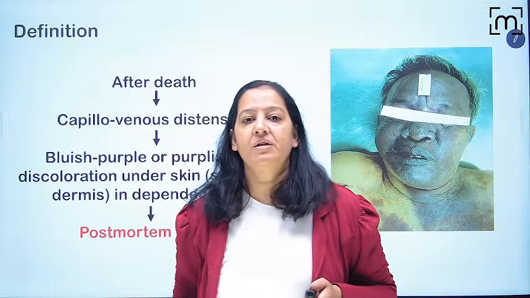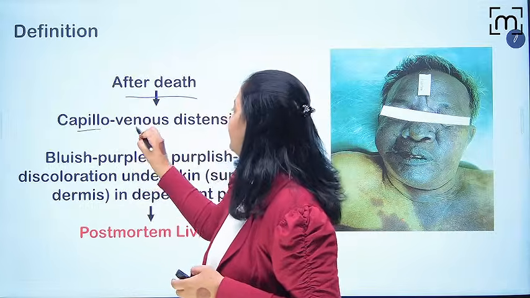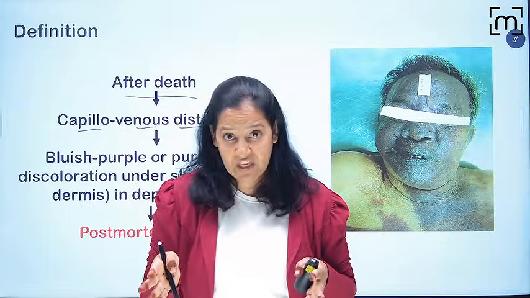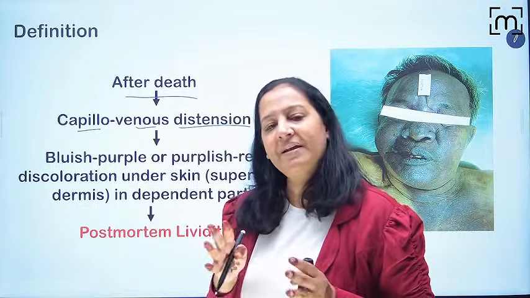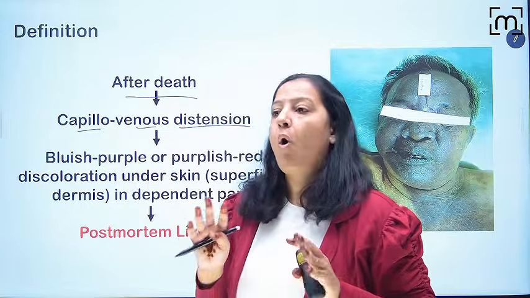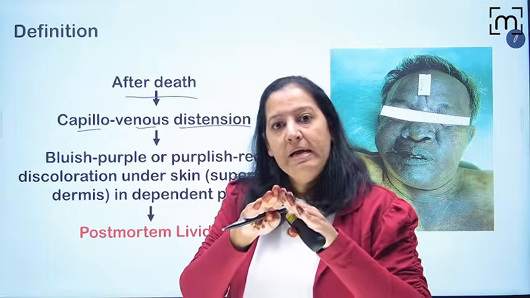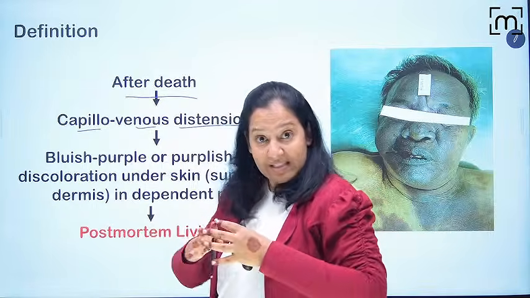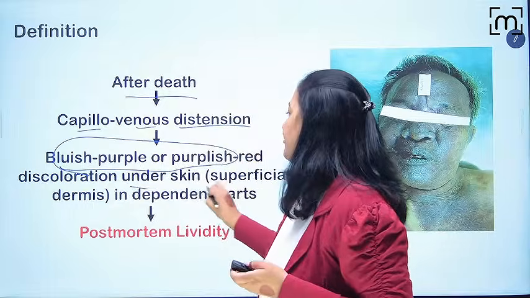Now what is the definition? What happens after death? As soon as death occurs, capillaries and veins distend. Arteries have a thick wall, so arteries don't distend. Obviously, you have learned this in pathology and physiology. Capillaries and veins have a thin wall, so they get distended because all the muscles are relaxing initially. So the muscles of the capillaries and the veins also relax, and they get distended. Once they get distended, there is bluish purple discoloration of the skin.